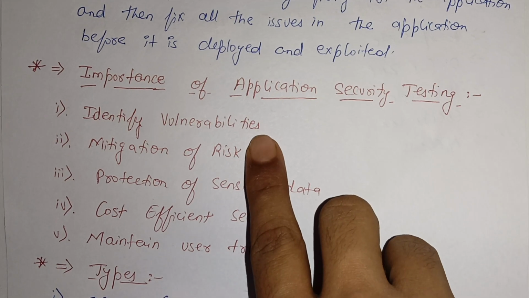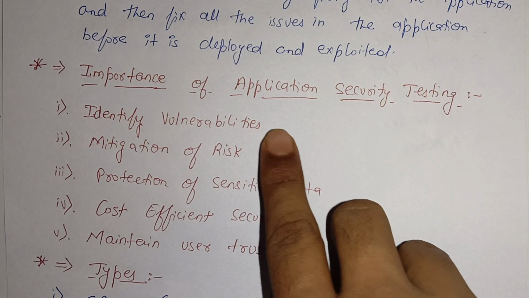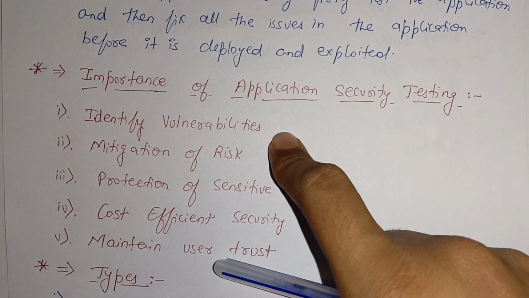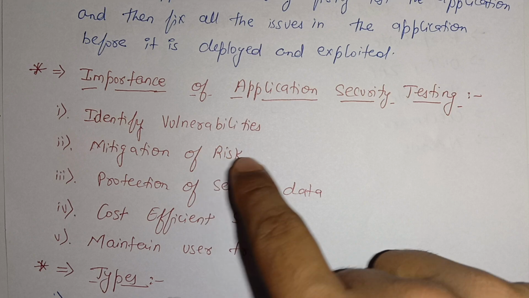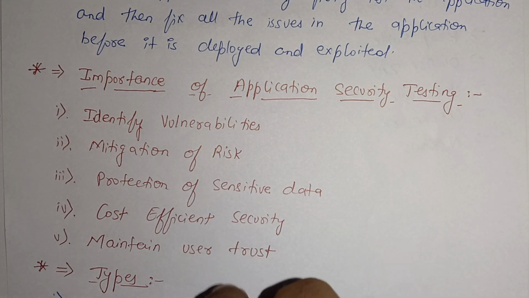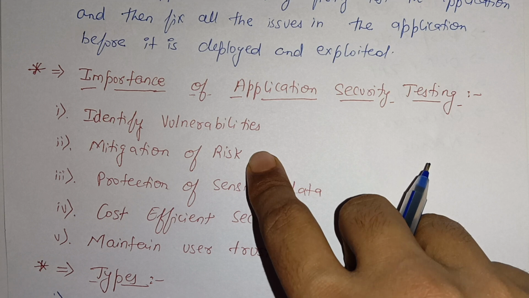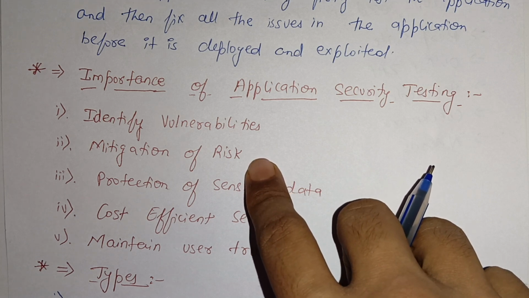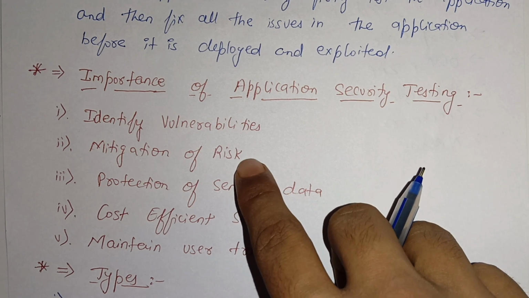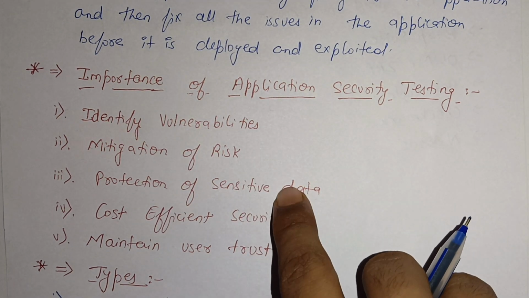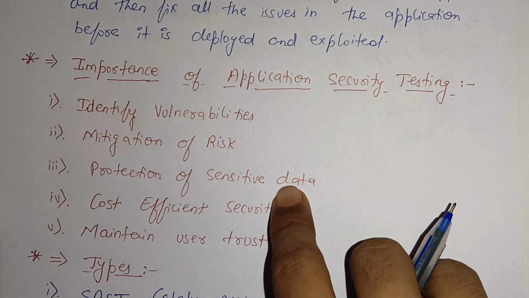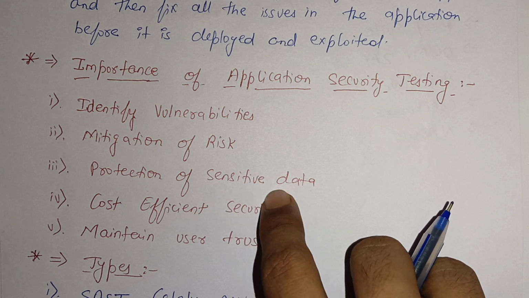So first one is identify vulnerabilities. Means whatever weaknesses an application has, it will check, detect and solve that issue. Second one is mitigation of risk. If any risk comes in the middle of the application, it first tests that risk and after that it resolves that risk. So risk management is also there in this testing. Third one is protection of sensitive data. Means if any sensitive data is there, there is security for that sensitive data, so the sensitive data will not leak in the middle of the application.